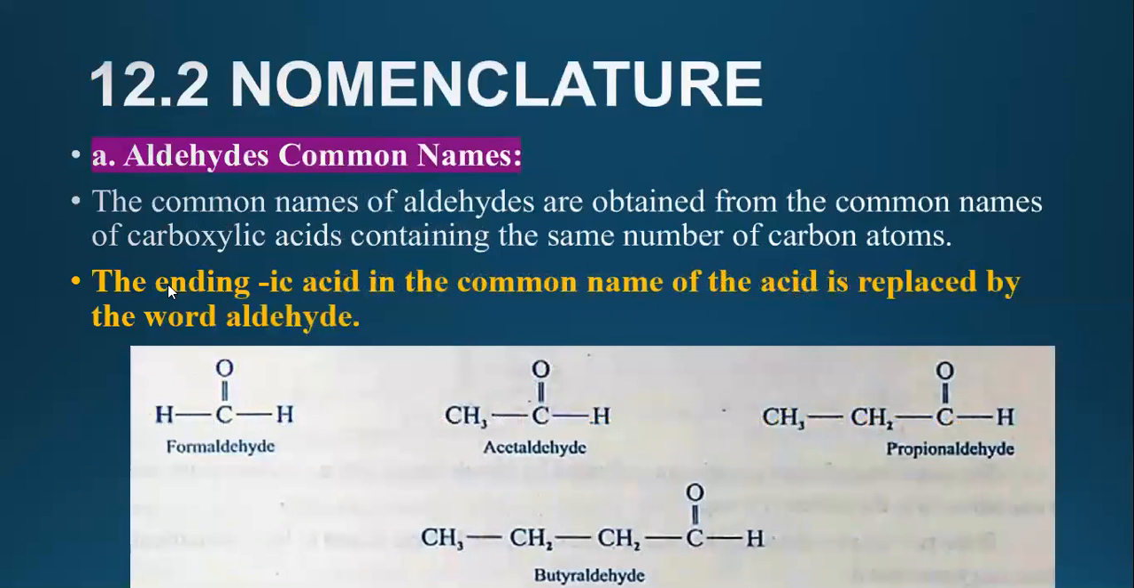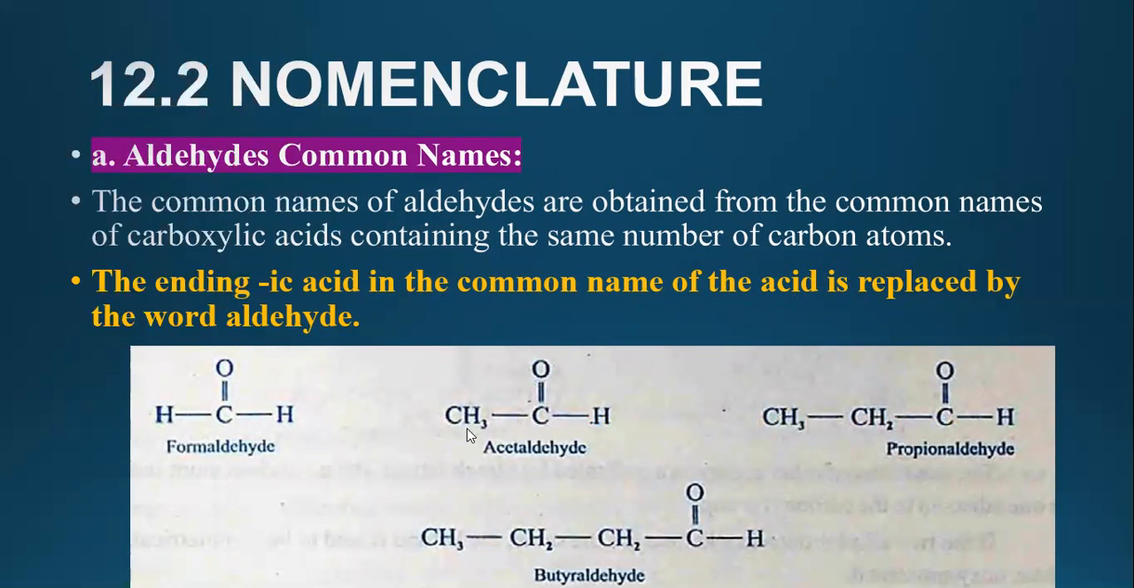And another important point in the common name of aldehyde is that the ending of carboxylic acid, that is IC acid, in the common name is replaced by the word aldehyde. For example, in this compound, the common name is formic acid. If this compound is HCOOH, then it is known as formic acid. So we can say that the IC acid is replaced by the word aldehyde. For example, this compound is known as formaldehyde.